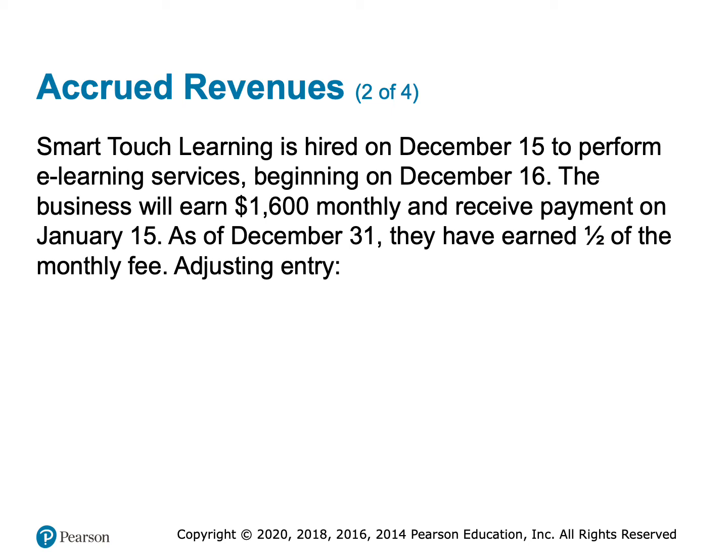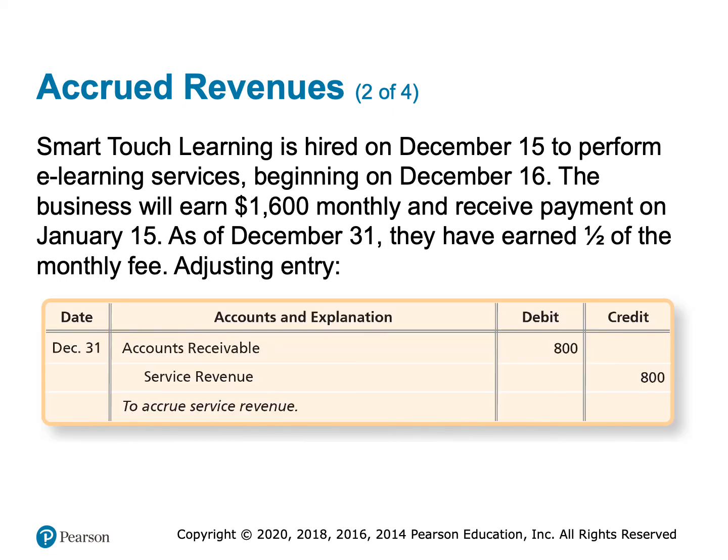So on December 31st, I want to do a journal entry where I credit service revenue to show that I've earned half of that, or $800. Now, I have not gotten cash yet, but I'm expecting to get it in the future. The customer has given me their promise. So my debit will be to accounts receivable. Remember, accounts receivable is an asset account. It shows the amount of money that we're expecting to receive in the future. So I am expecting to receive this, not today or tomorrow, but I am expecting to receive it.